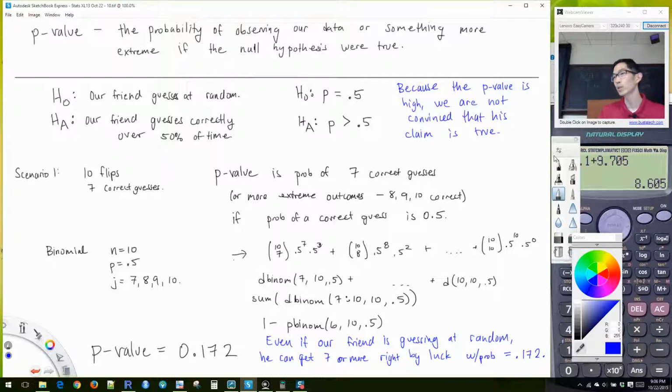I just want to make sure that this line of thinking and logic makes sense. Yes, question. What percent would have to be at for it to not be high enough? Yeah. Okay. So this is a very good question. At what point are we going to be convinced that our friend actually has this ability? Okay. And the answer is, it's up to you.